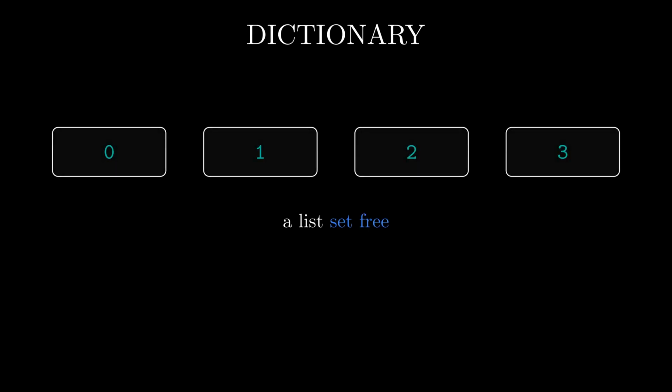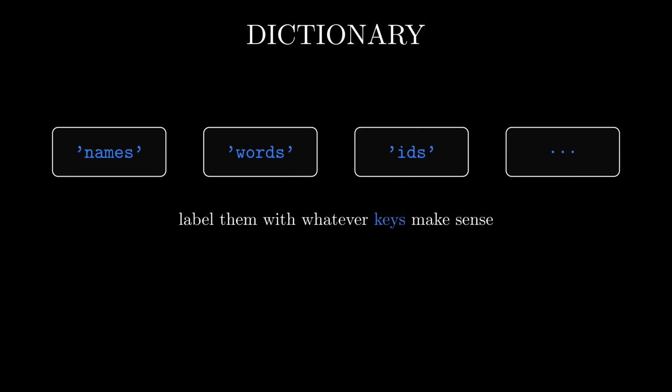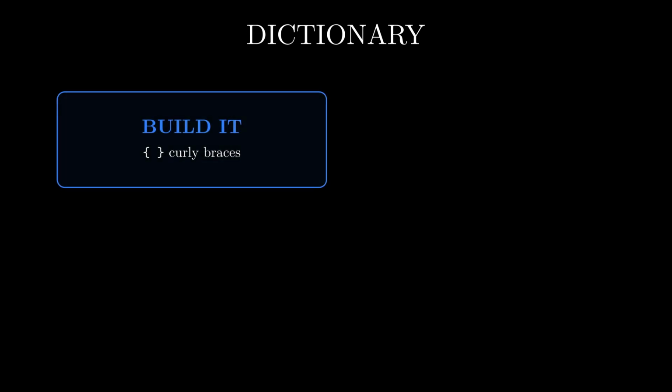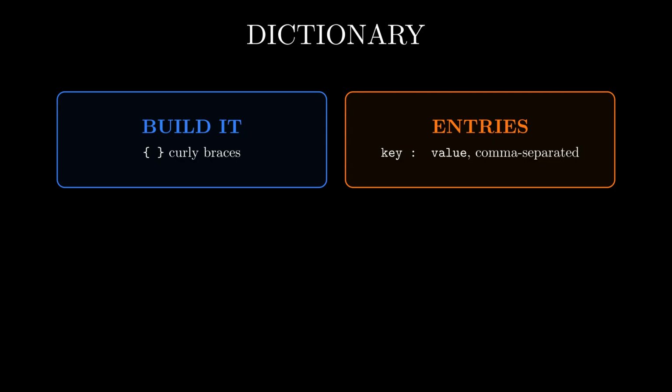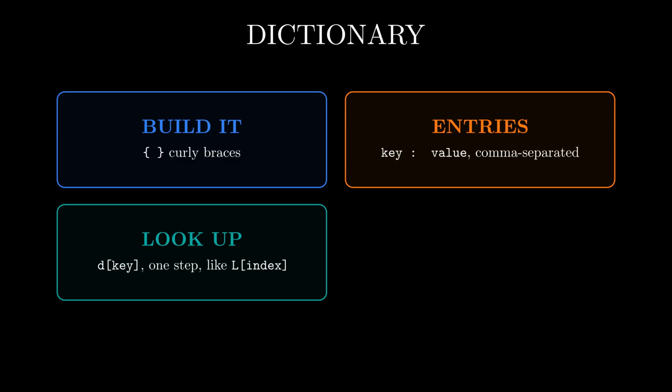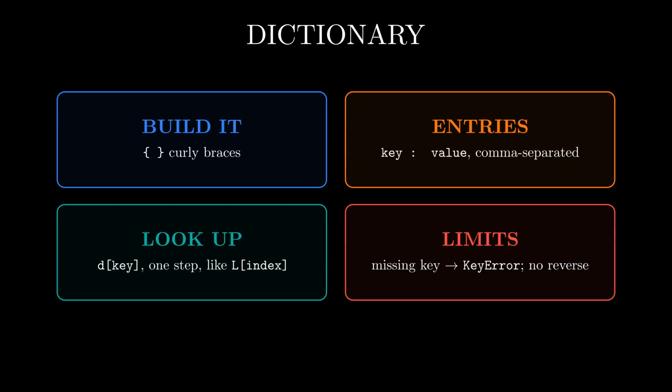Step back and the whole idea is small but powerful. A dictionary is a list set free. Instead of being forced to number your slots 0, 1, 2, 3, you label them with whatever keys make sense. Names, words, identifiers. You build it with curly braces, filling it with key and value entries. You read a value back in one step by indexing with its key, just as you index a list. And if the key isn't there, Python tells you with a key error. The one thing it won't do for free is run in reverse because values can repeat. Master this pairing of keys to values and you've got the data structure you'll reach for again and again.